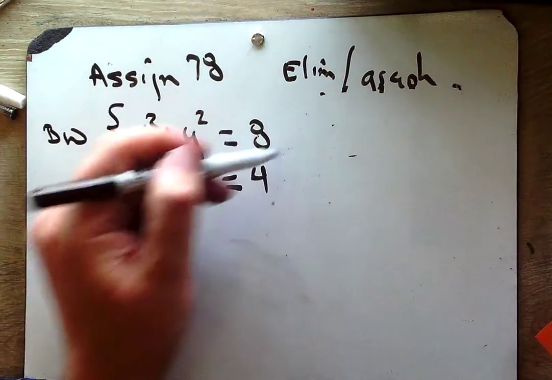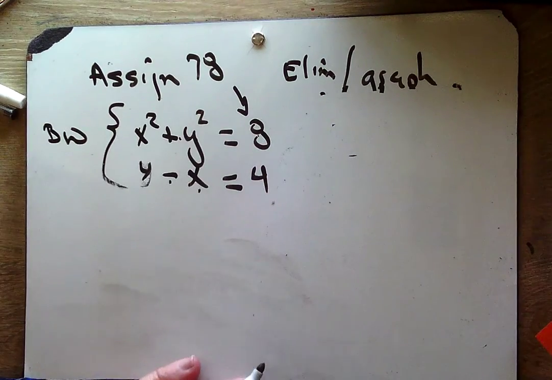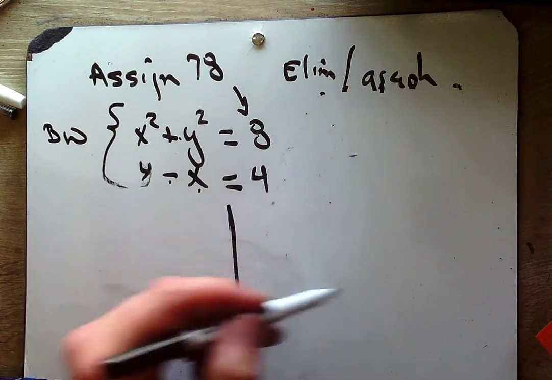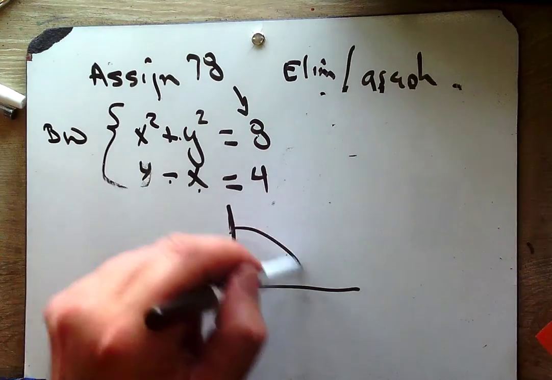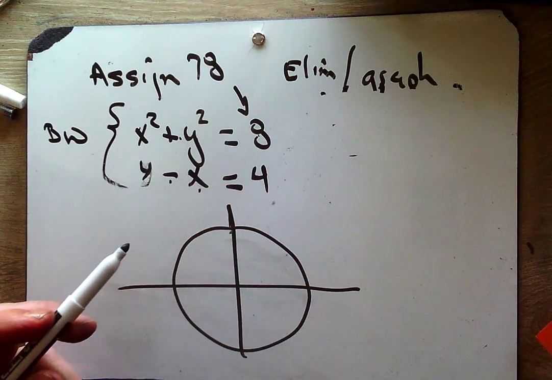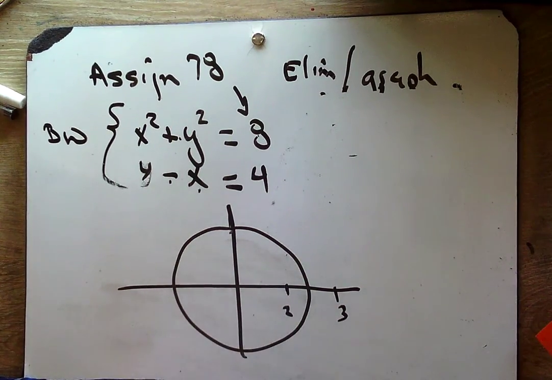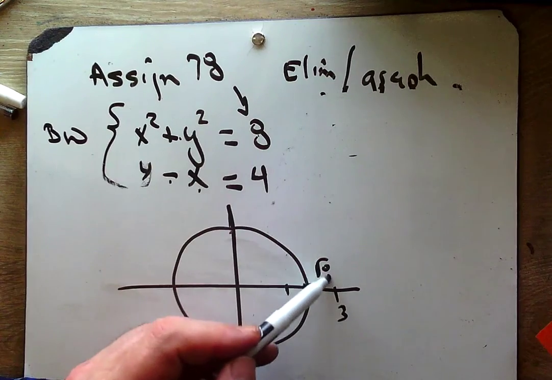Graphically, I know that I'm looking at a circle whose radius is the square root of 8, which is 2 root 2. And the square root of 8 is a little less than the square root of 9. So I know that 3 would be over here and 2 would be over here. And this point will be the square root of 8.